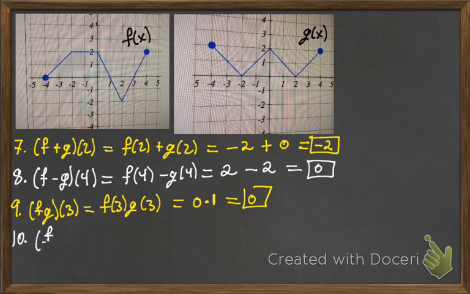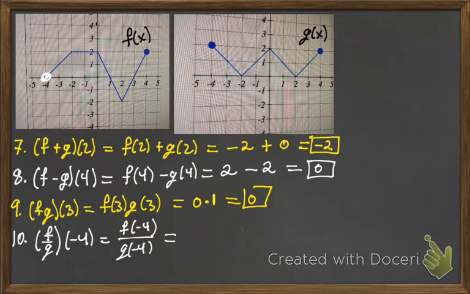Okay, how about F divided by G of negative 4? So that's going to be F of minus 4 over G of minus 4. So F of minus 4 is 0. G of minus 4 is 2. So 0 divided by 2 is going to be 0.